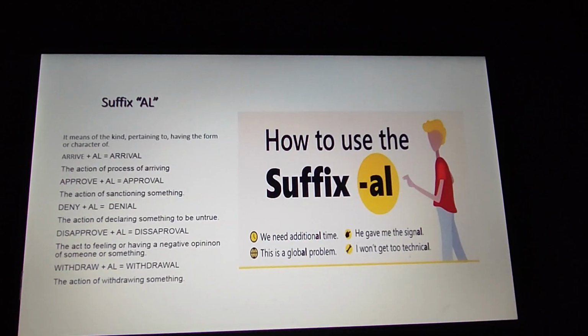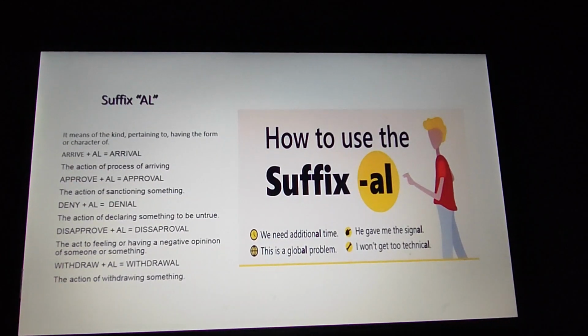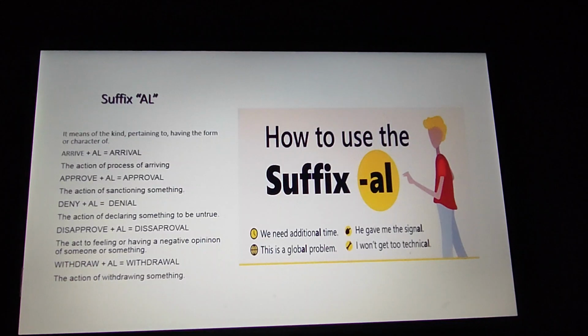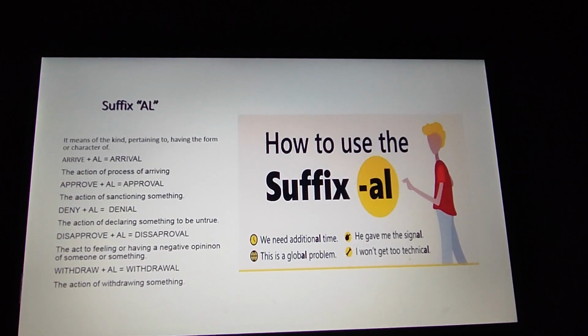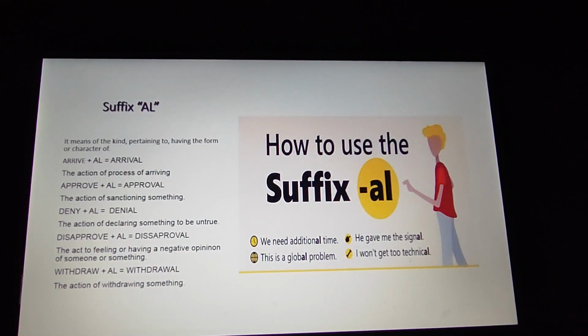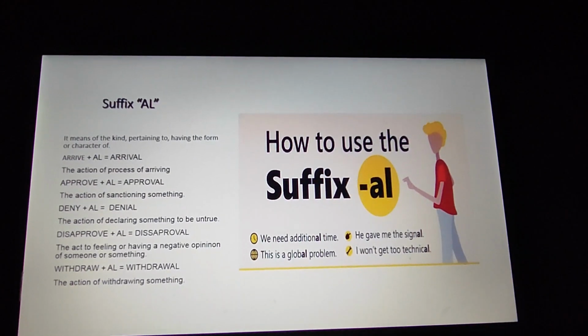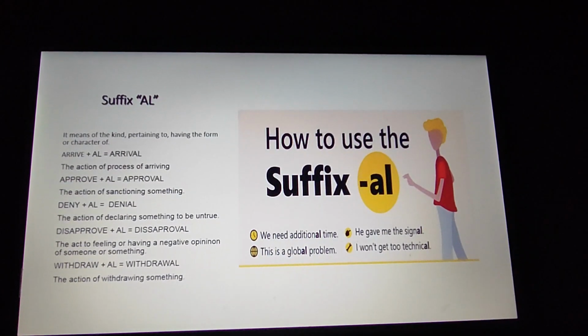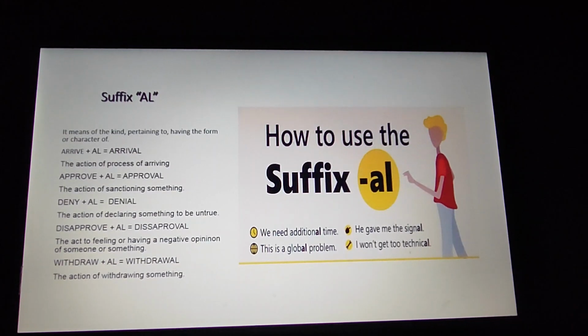Next grammar. Suffix -al. It means of kind, pertaining to, having the form or character of. In this case, we add the suffix -al to a verb. For example, arrive plus suffix -al, arrival. That means the action or process of arriving.